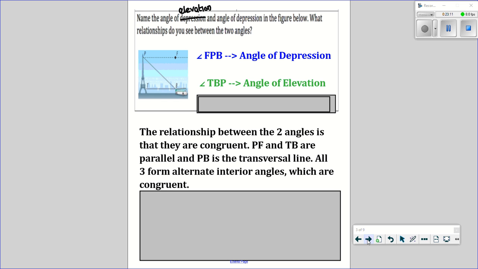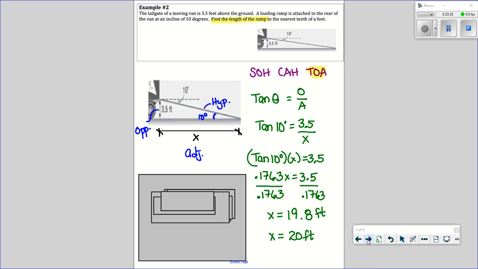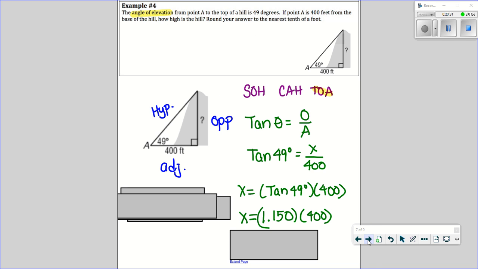And knowing how to set up your ratio, what you're using, what you're looking for, you can solve problems dealing with this type of topic. So if you have any questions about angle of elevation and depression, feel free to email me, ask me in class. I will provide you more visual examples for you to understand this fully, so that way you are okay with this.